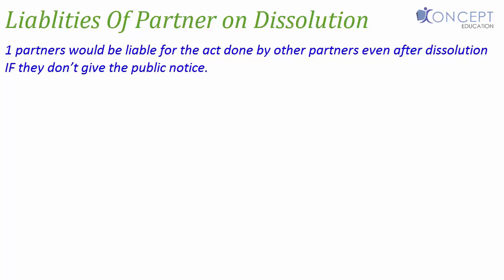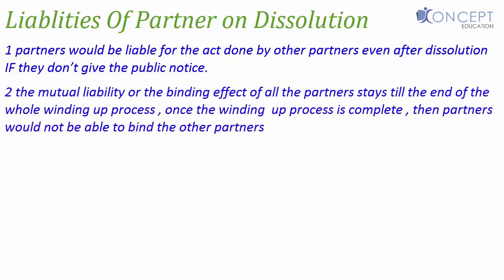And second liability is the mutual liability or the binding effect of all the partners. The principal agency between all the partners still continues till all the decisions of winding up and all the process of winding up is completed. So once the winding up process is complete, then the partners would not be liable to bind the other partners, or then and only then the mutual agency between the partnership goes away.